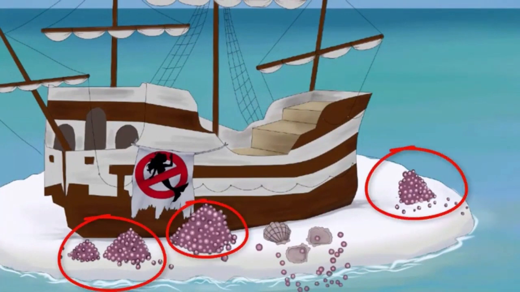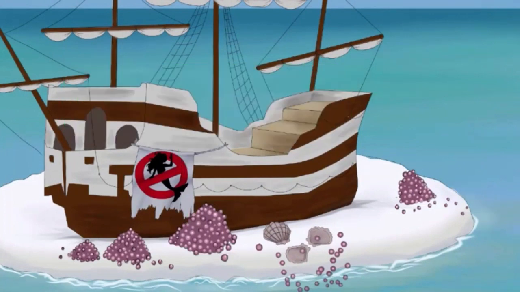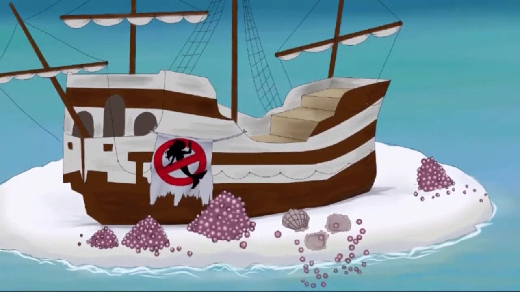Okay, now that we're done with that, take note of these big piles of pink pearls scattered throughout the island. This is to represent the inclusion bodies that are seen under a microscope in cells infected with chlamydia. Essentially, inclusion bodies are just bunches of reticulate bodies which are dividing in the cell. So I mentioned earlier that chlamydia can't be gram stained, but it can still be visualized under a microscope.